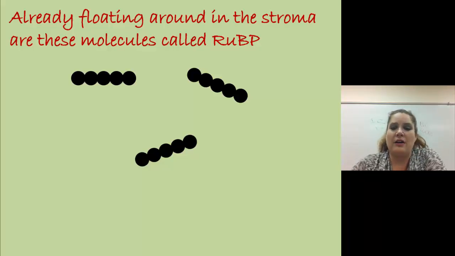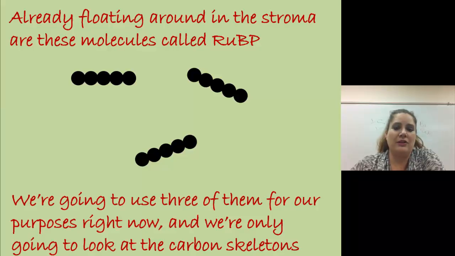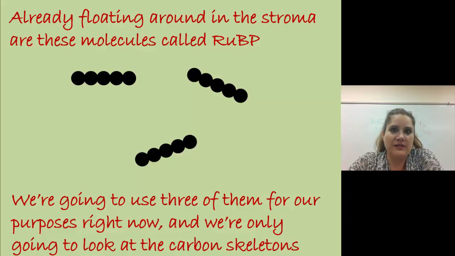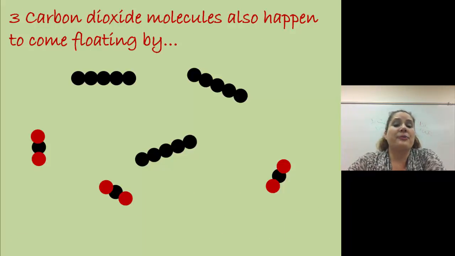Notice that RuBP are 5 carbon molecules. We're going to use 3 of them, and we're only going to look at the carbon skeleton or carbon backbone, because it is way too hard to look at the whole entire thing. That just gets way too confusing. So these are 5 carbon molecules. They're already there. 3 carbon dioxide molecules are going to come floating by. That's convenient. We've got 3 RuBPs.